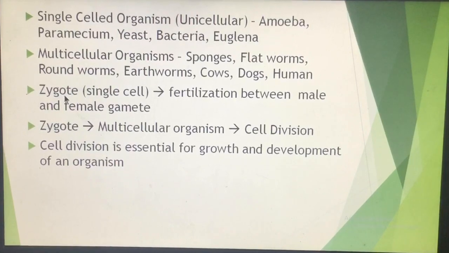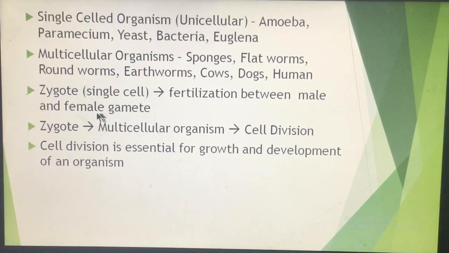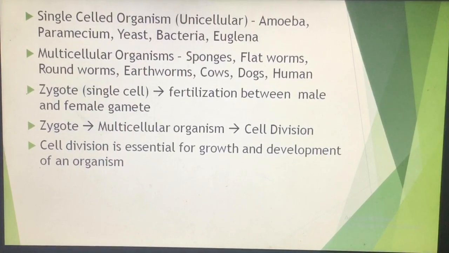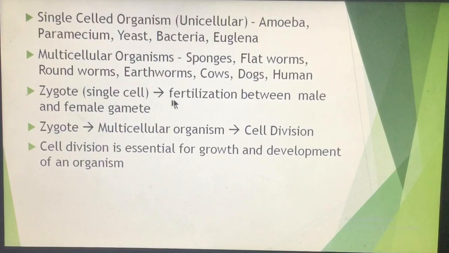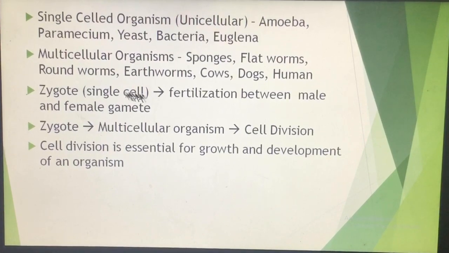So this zygote, which is a single cell, how is this zygote formed? This zygote is formed by fertilization between the male gametes and the female gametes. I am talking about sexual type of reproduction, where the male gametes and the female gametes fuse together. The fusion of male and female gametes is known as fertilization, and after fertilization a single cell is formed, and that single cell is known as a zygote, which forms the base of the multicellular organism.